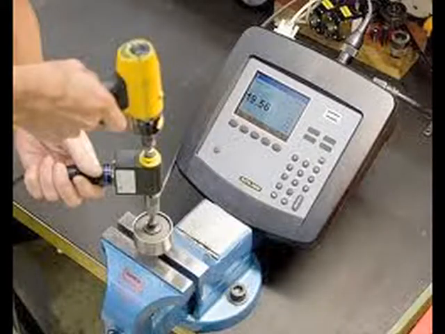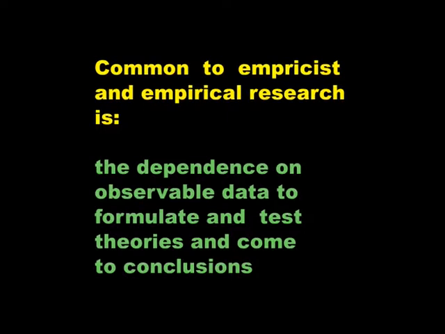In scientific use, the term empirical refers to the gathering of data using only evidence that is observable by the senses, or in some cases using calibrated scientific instruments. What early philosophers described as empiricist and empirical research have in common is the dependence on observable data to formulate and test theories and come to conclusions.